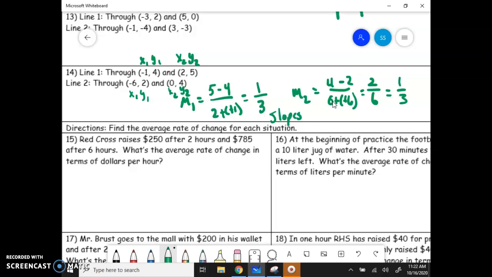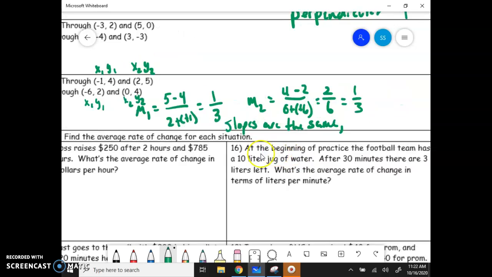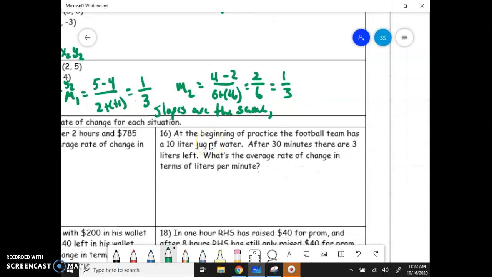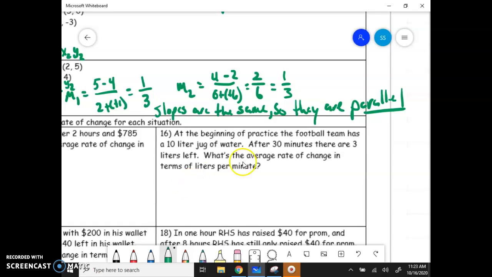Slopes are the same. So they are parallel. Spell that wrong? Sure did. What am I doing? Parallel. There we go. Lines are parallel if the slopes are the same.